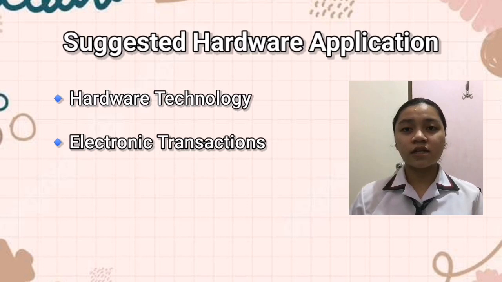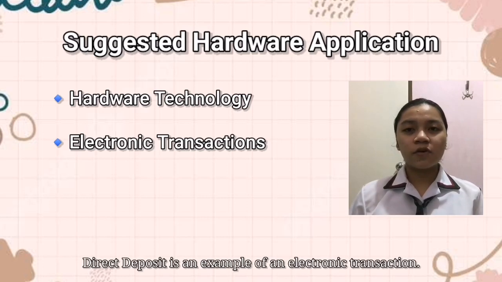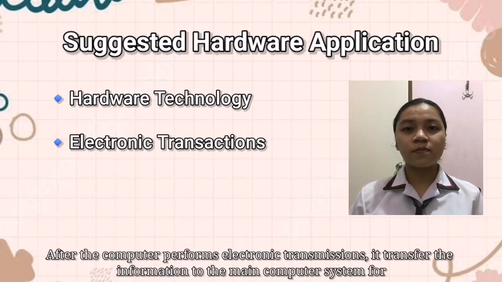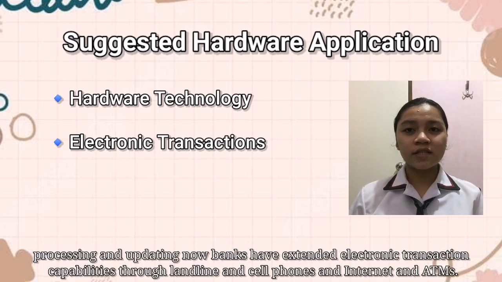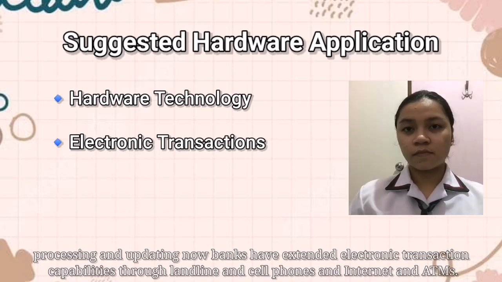Second, electronic transactions. Direct deposit is an example of an electronic transaction. After the computer performed electronic transmission, it transferred the information to the main computer system for processing and updating. Now banks have extended electronic transaction capabilities through landline and cell phones, the internet, and ATMs.